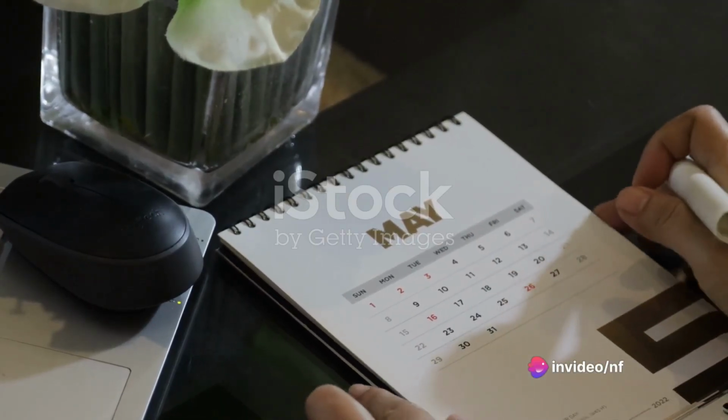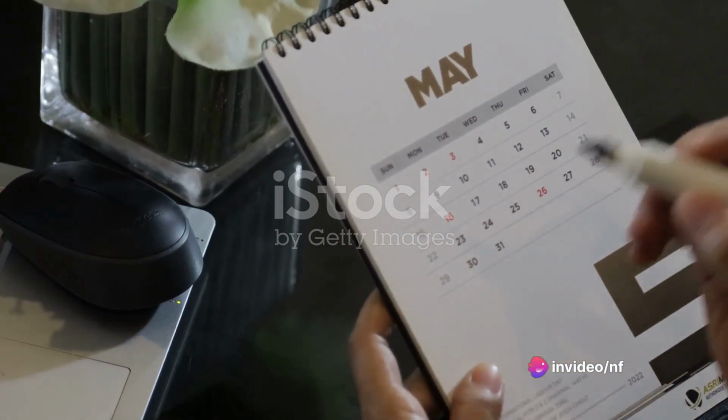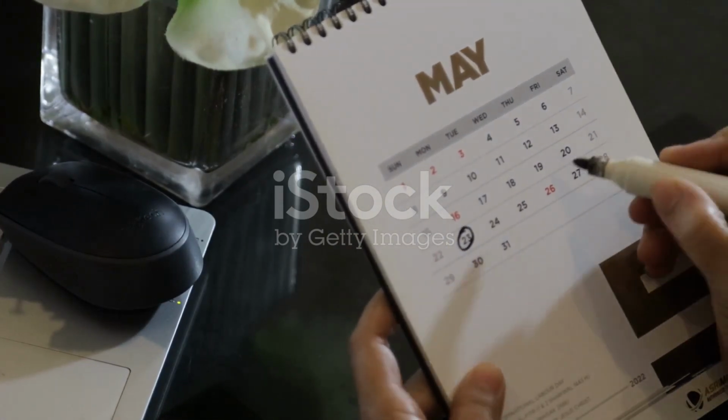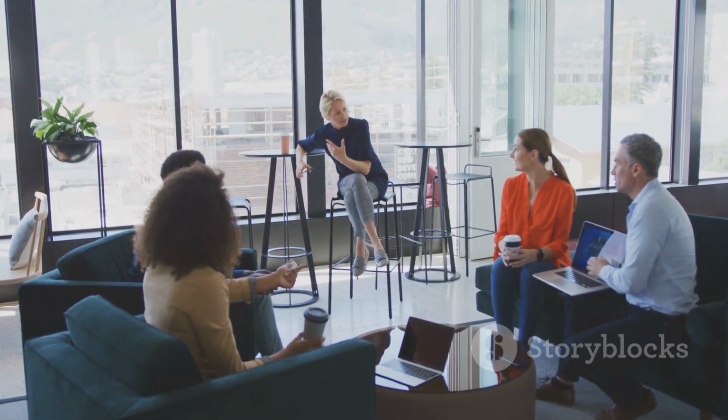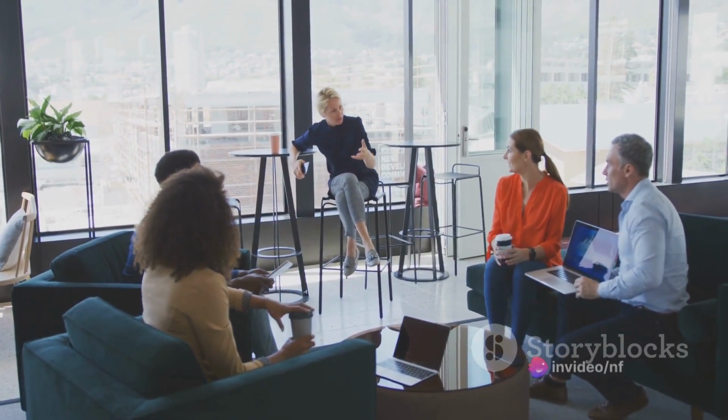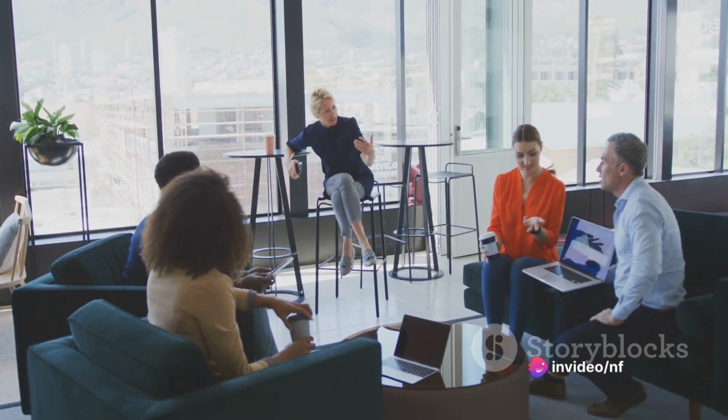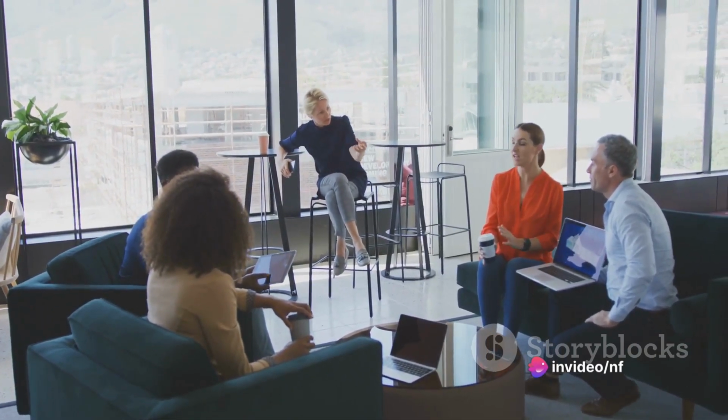Mention the expected date of your return. This gives your employer a clear indication of when they can expect you back at work. Step 5. If possible, suggest how your work could be covered during your absence. This could be by delegating tasks to a colleague or completing some tasks in advance.